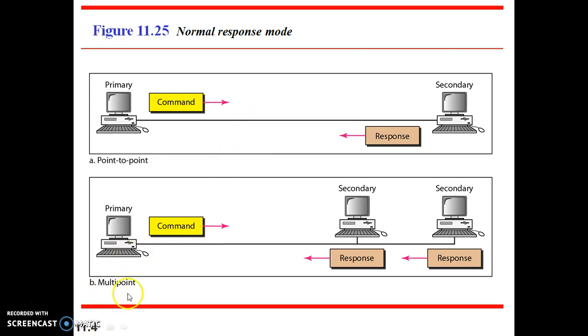When we talk about a multi-point network, you can see there is one primary station and two secondary stations. Again here, the primary station can only send the commands and the secondary stations can only respond to the commands. A secondary station cannot send any commands to the primary station, and the primary station cannot send a response to any of the secondary stations.